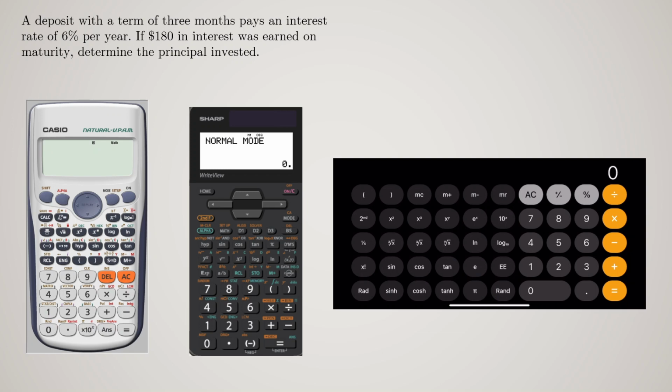The first one is a Casio calculator, which is currently set up for math or natural input. The second one is a Sharp calculator that's set up for line input. And the last one is an iPhone calculator, which would also represent any single line display calculator.